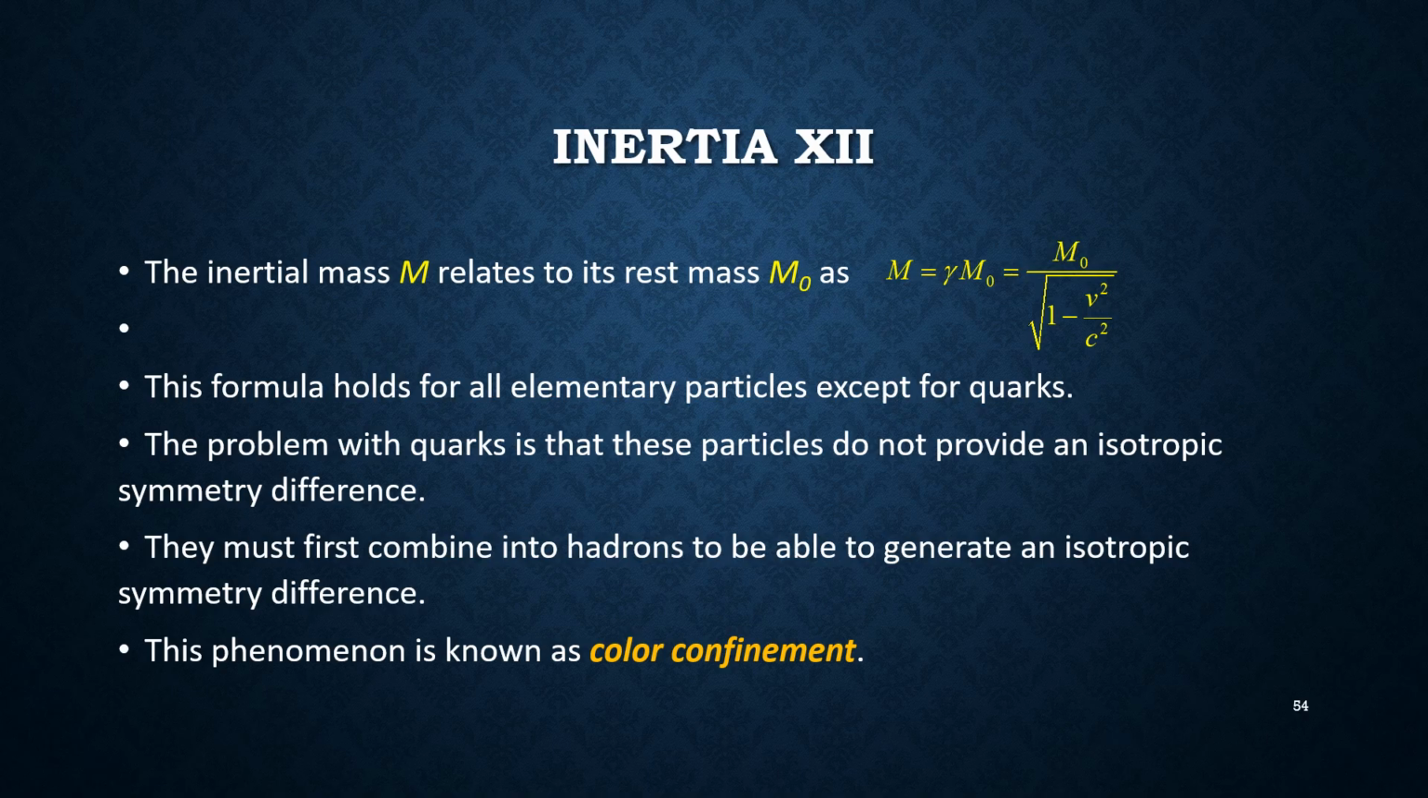The inertial mass m relates to its rest mass m0 as: This formula holds for all elementary particles except for quarks. The problem with quarks is that these particles do not provide an isotropic symmetry difference. They must first combine into hadrons to be able to generate an isotropic symmetry difference. This phenomenon is known as color confinement.